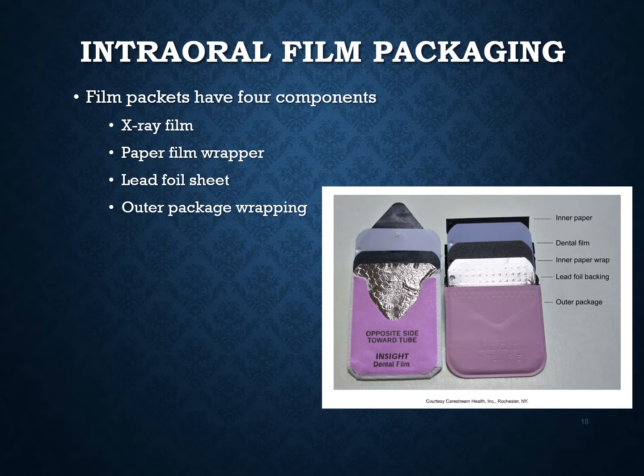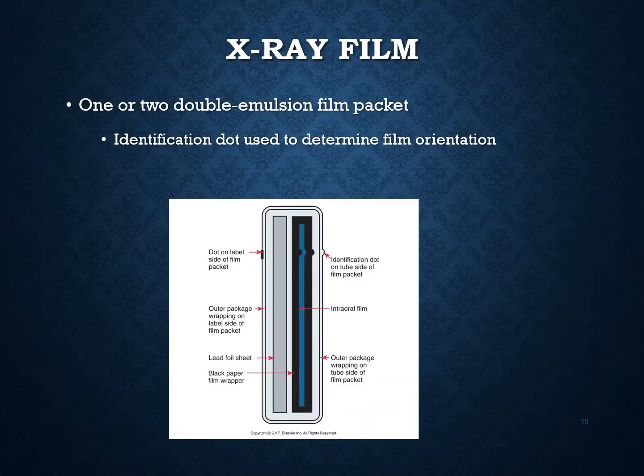All right, I already talked about this one a little bit. There's four components. There's the film, then there's the paper film wrapper, and then there's the lead foil sheet, and then there's an outer package wrapping. Now, light can't pass through this outer package wrapping, but x-rays can. I know that it seems like such a silly thing to say, but you might see that again, so I would remember that one. The packaging also protects the film from moisture and from fingerprints and things like that.